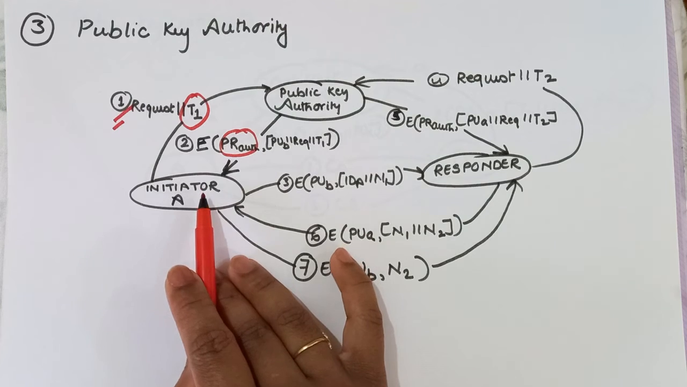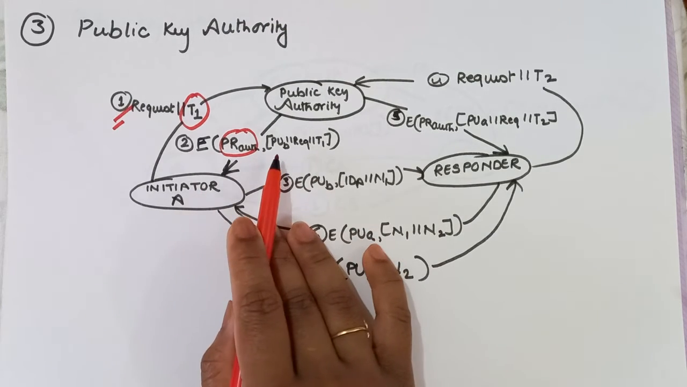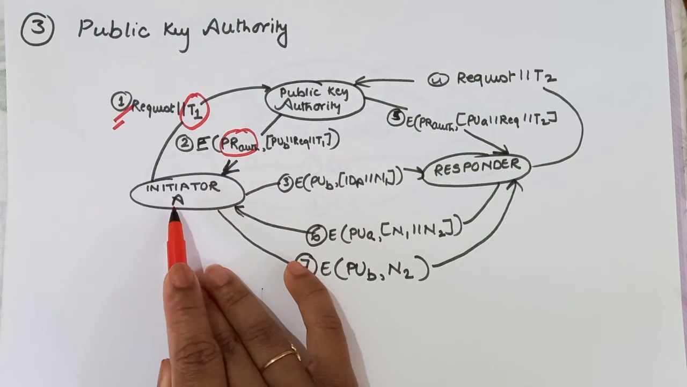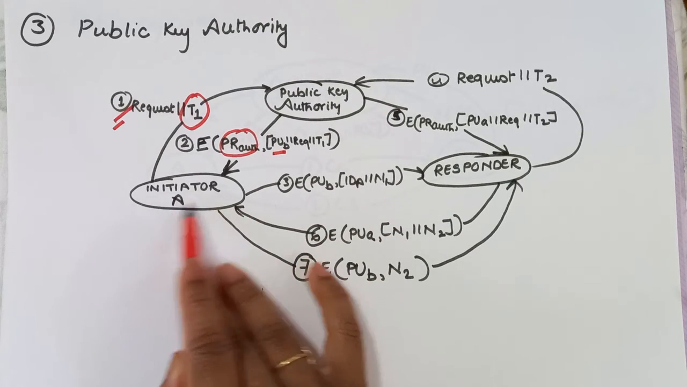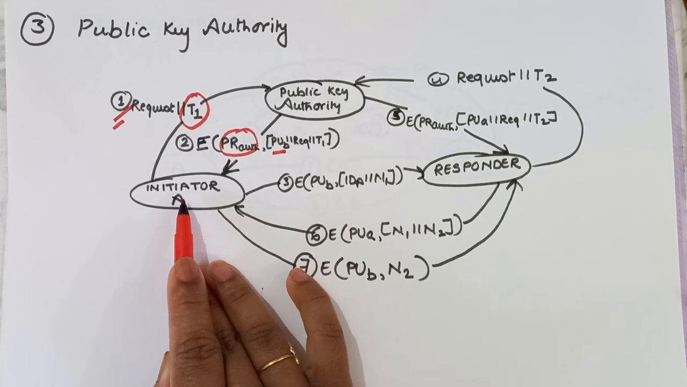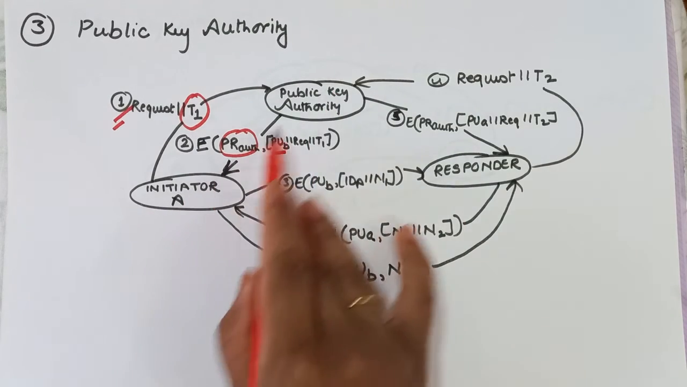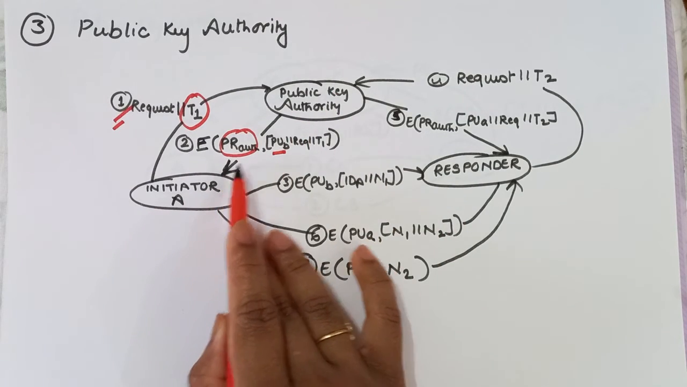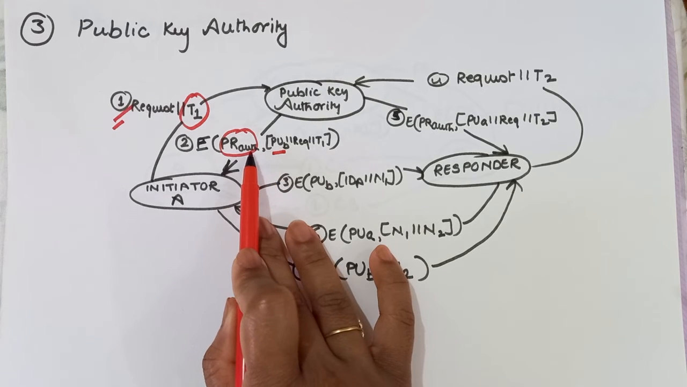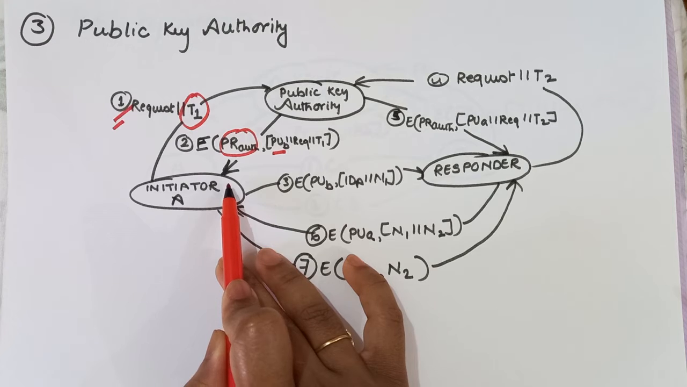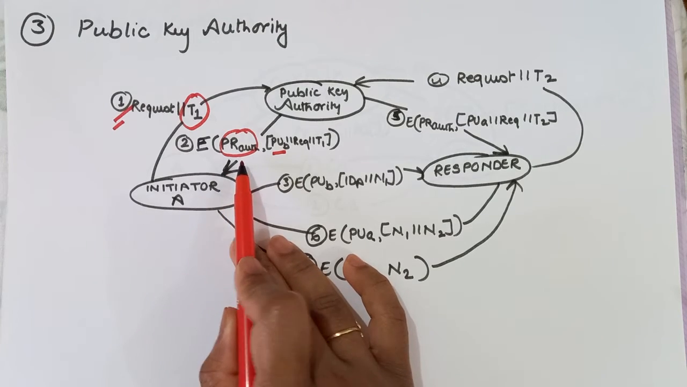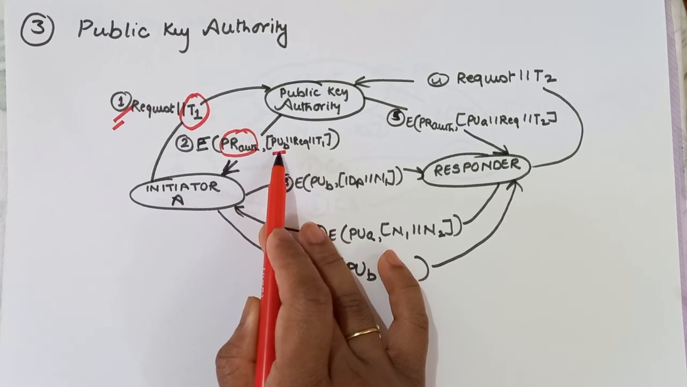Now the initiator can use this for communication. How? Basically, the initiator will extract the public key of B. How will it extract it? Because initiator A knows the public key of the public key authority. So after receiving a message which is encrypted by the private key of the authority, initiator A will decrypt the message with the public key of the authority and get PUB, which is the public key of B.